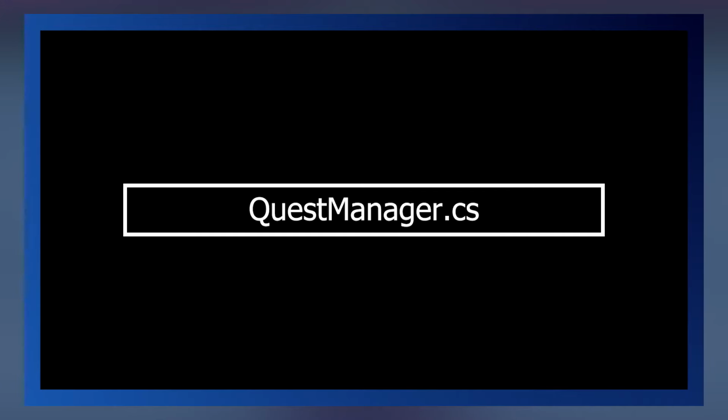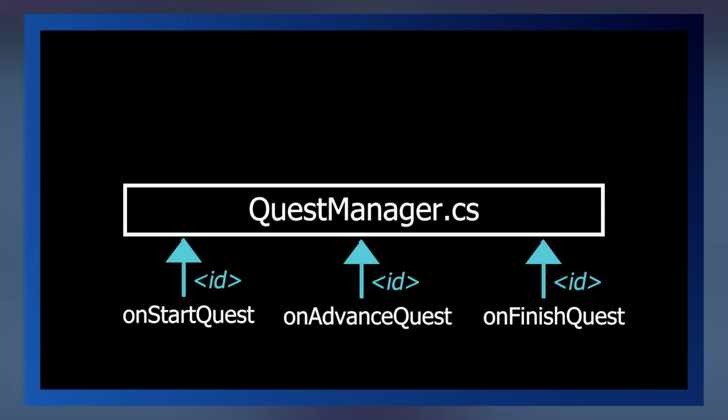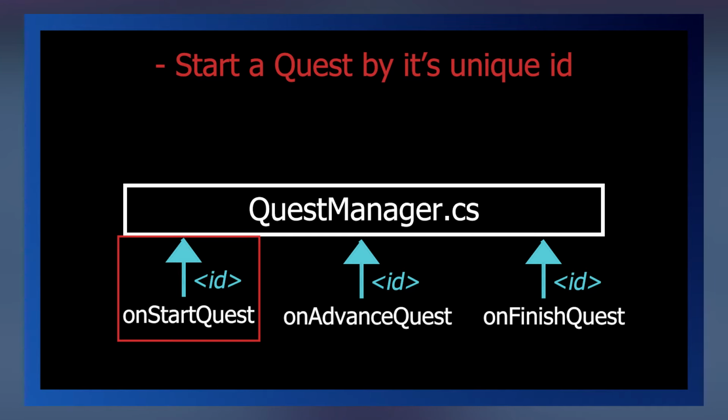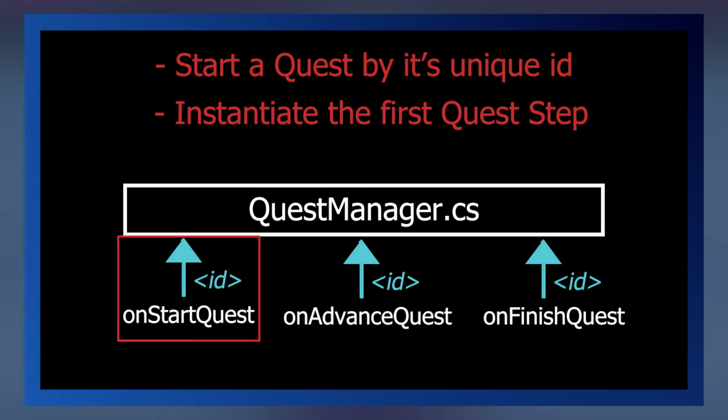We're going to stick with event-driven architecture for this entire system, so for the quest manager, we'll listen to 3 events dealing with how we can progress a specific quest: Start Quest, Advance Quest, and Finish Quest, each of which will include a unique ID for the corresponding quest. Start Quest is just how it sounds, which will let us start a quest by its ID and hence instantiate the first quest step for that quest.